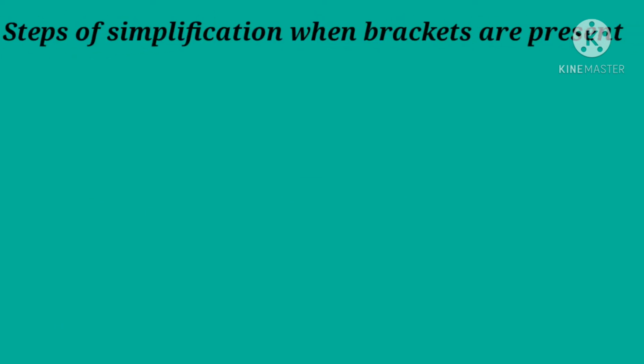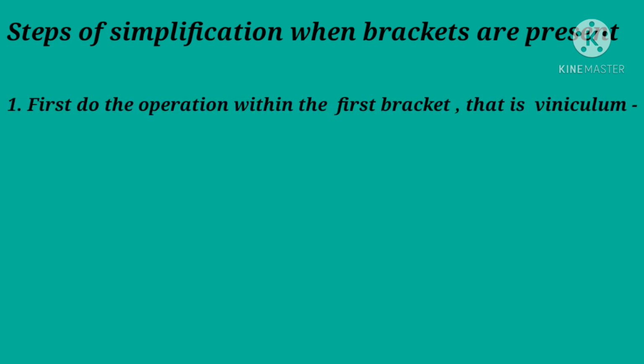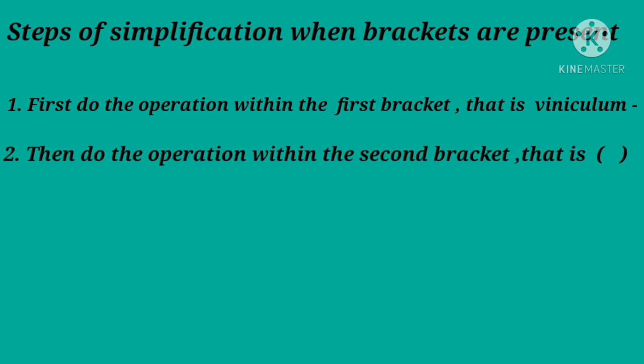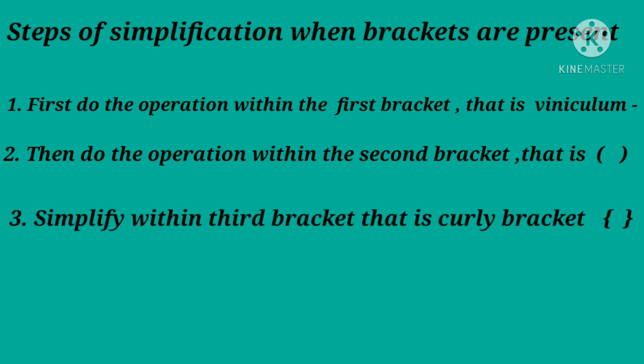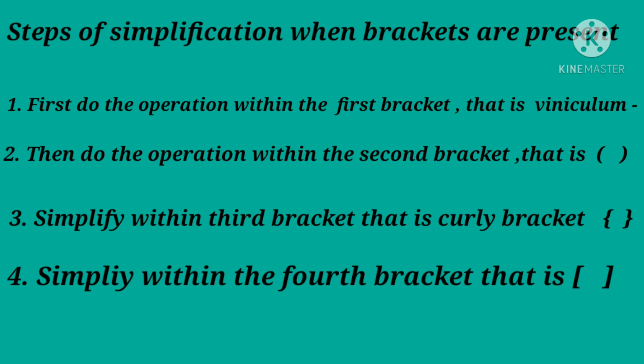When brackets are present in a simplification sum, we proceed in the following order. First, we do the operation within the first bracket, that is vinculum. Then we do the operation within the second bracket, that is known as the small bracket. After that, we do the operation within the curly bracket. And at last, we do the operation within the square bracket. After that, the rest of the sum is solved in the order of BODMAS.